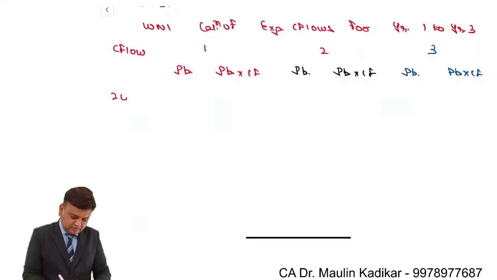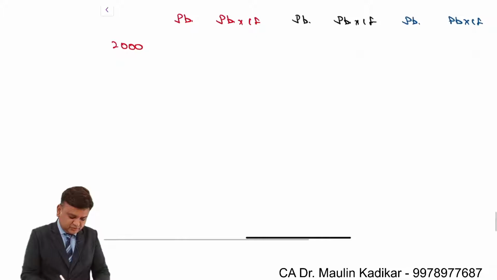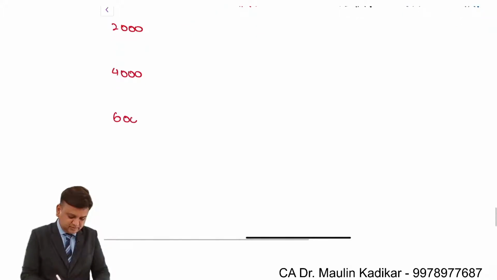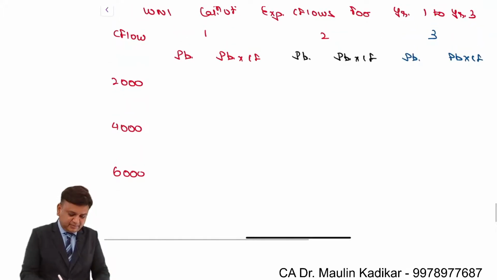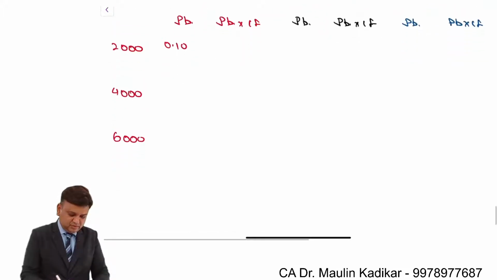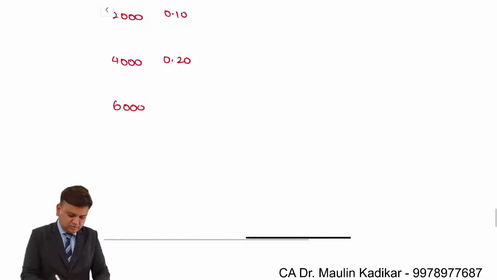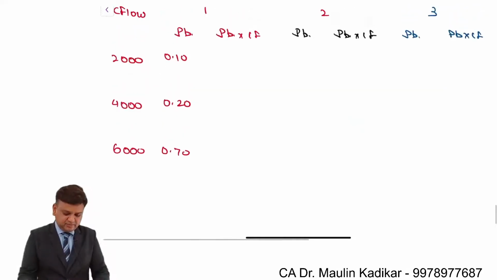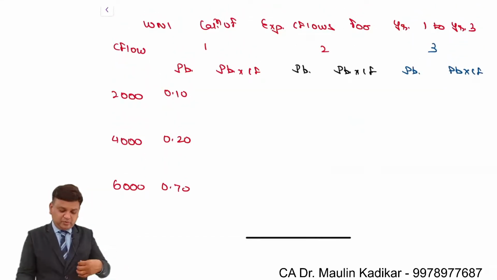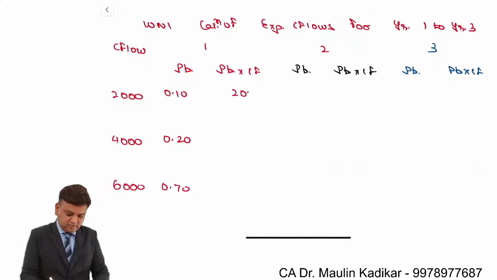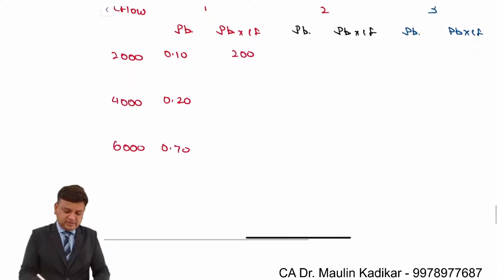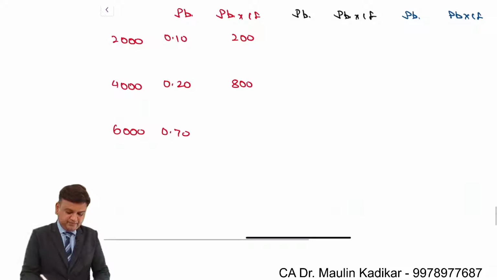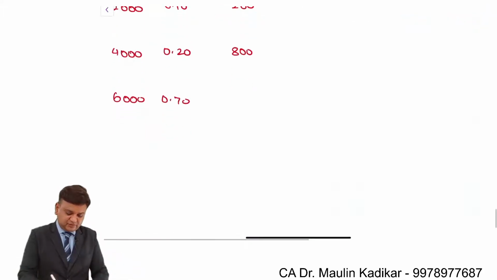It is 2000, then it is 4000, and then it is 6000. Probability is 0.10, 0.20 and 0.70. 2000 into 0.1, that is 200. 4000 into 0.2, that is 800. 6000 into 0.7, that is 4200.